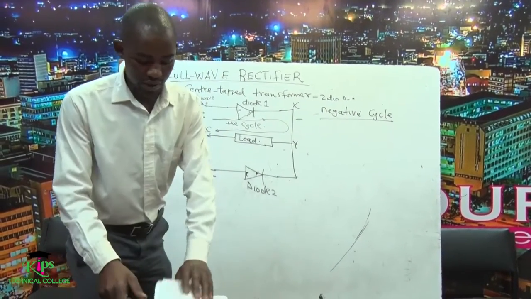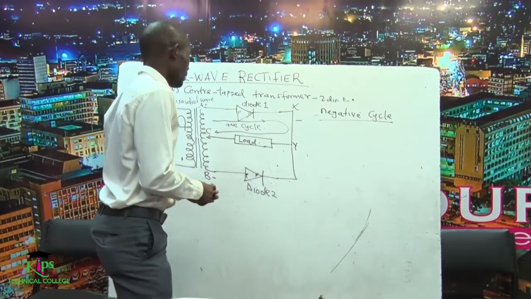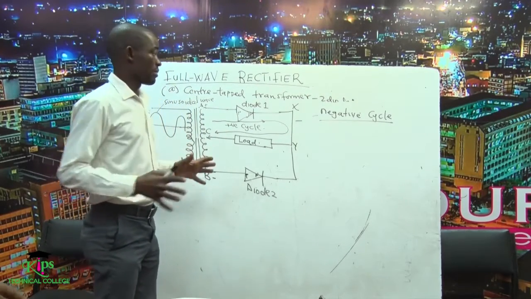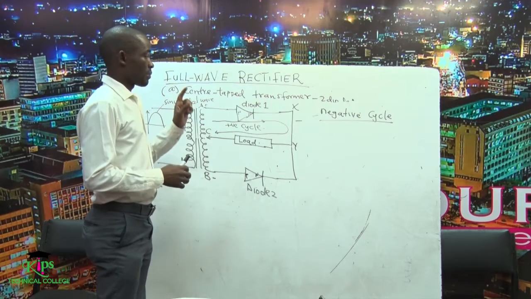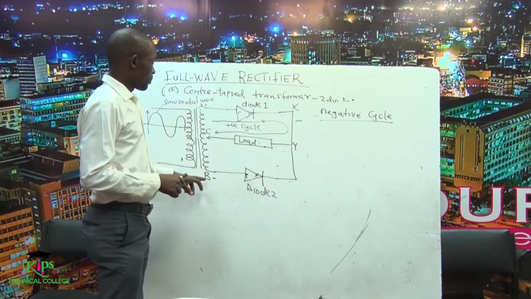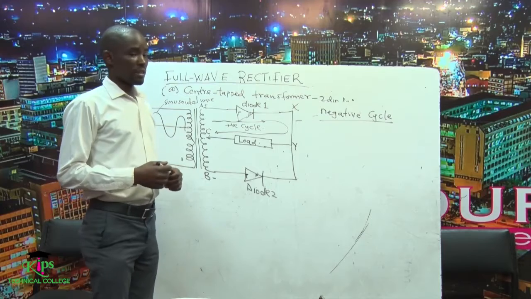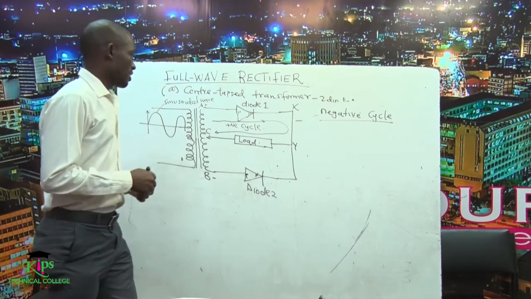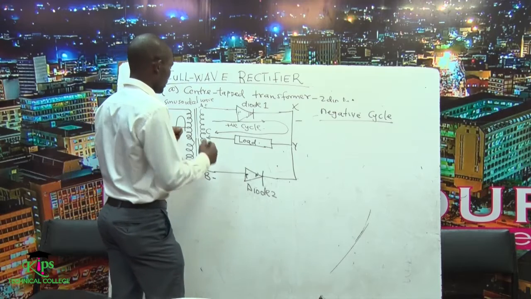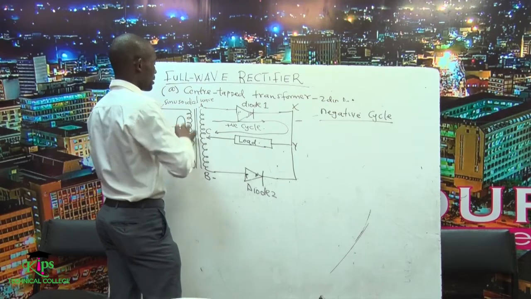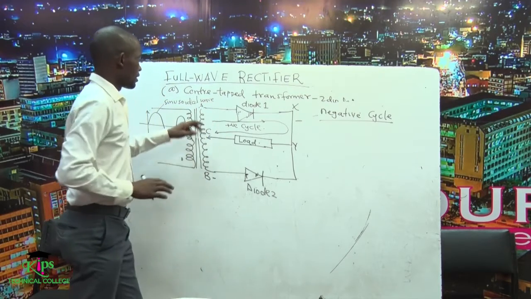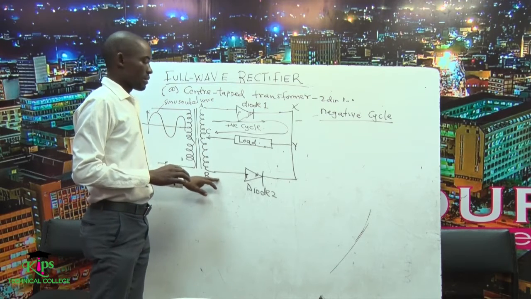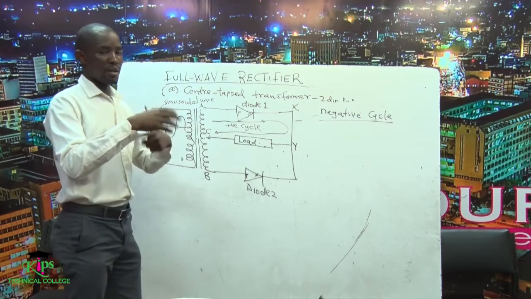So what happens during the negative cycle? We have to begin the same way we started. You need to tell us the polarities of point A and point B during the negative cycle. Number 2, you will tell us the status of the two diodes. So basically the first point will be, remember during the negative cycle, the polarities will interchange. This was a positive, it becomes a negative. This was a negative, it becomes a positive. So the polarities will reverse.